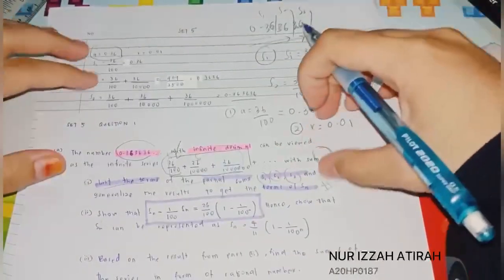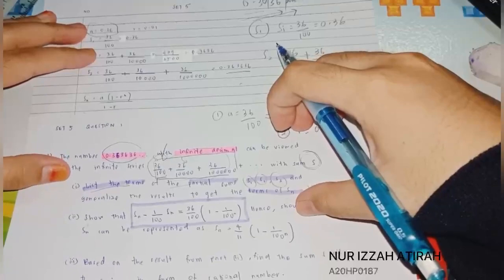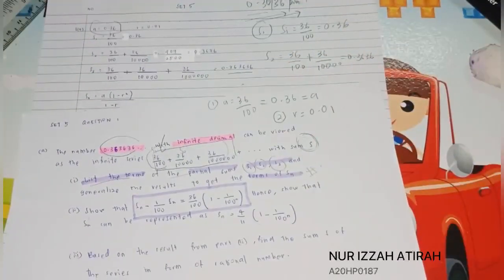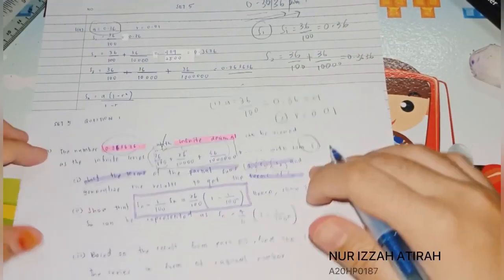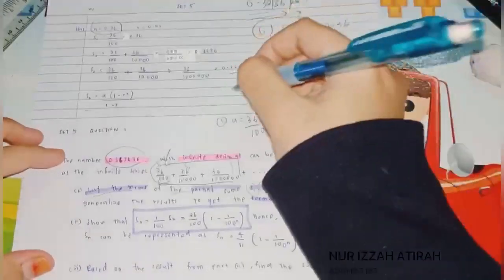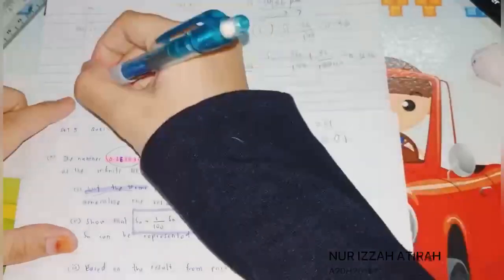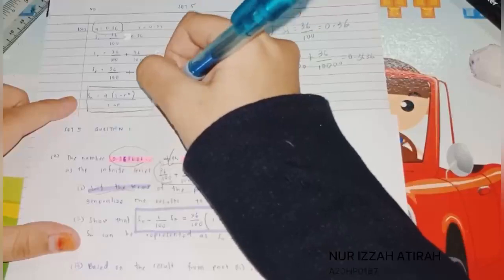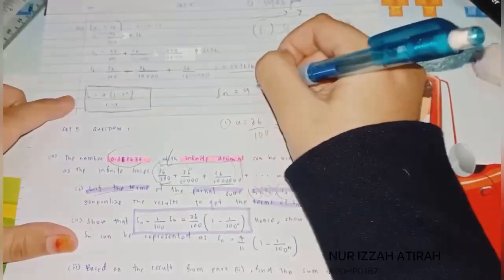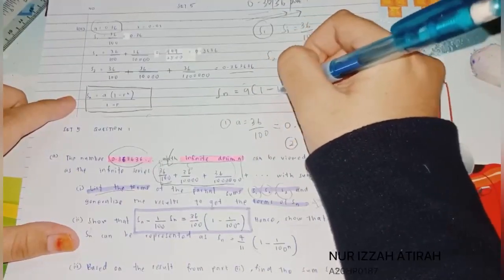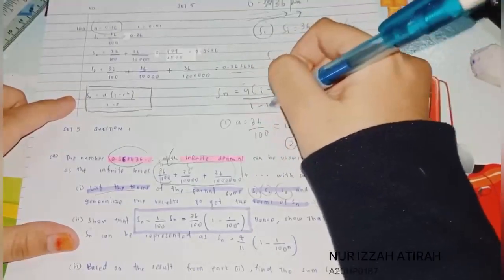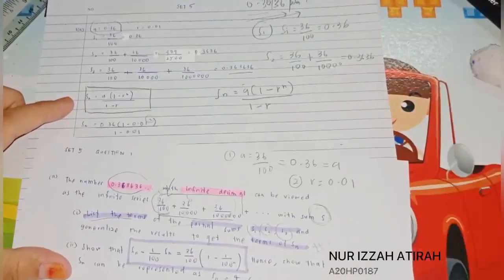Now the problem is we need to find Sn. How to find Sn? We should use the formula. The formula of Sn is this: Sn is equal to A multiplied by 1 minus R to the power of n, over 1 minus R. Can you get it?